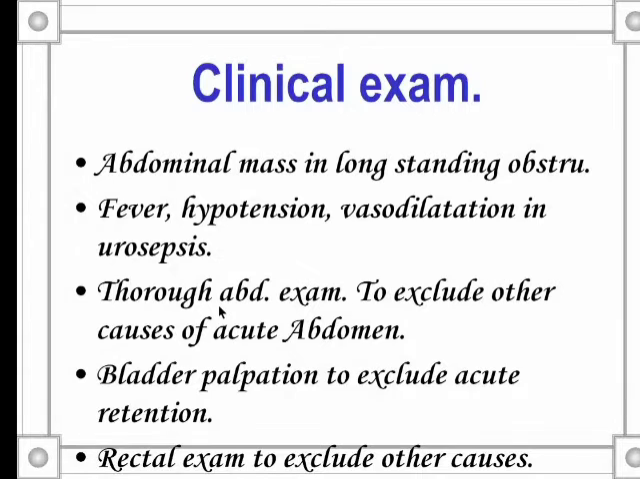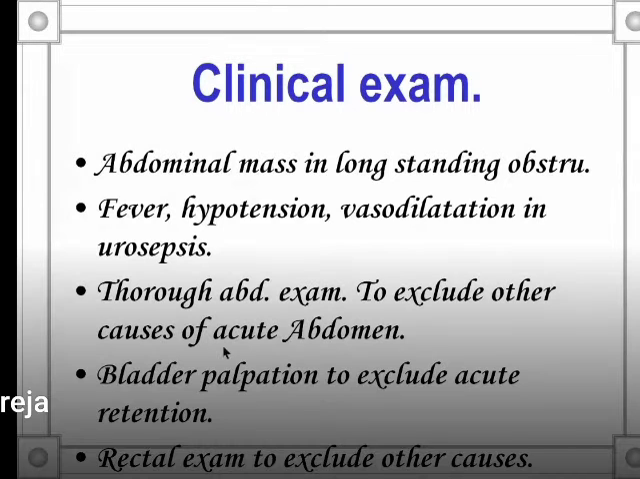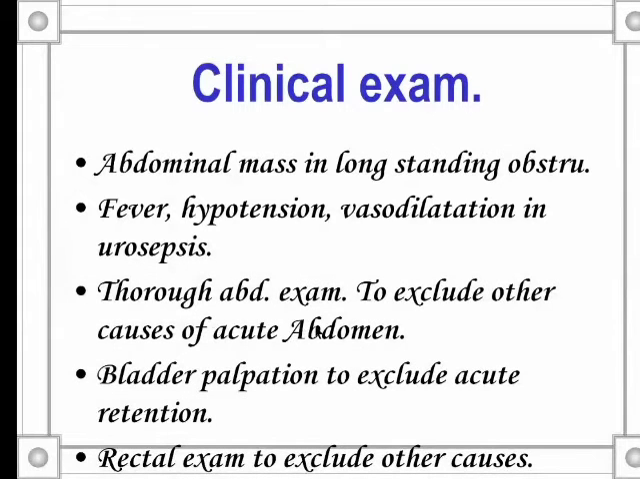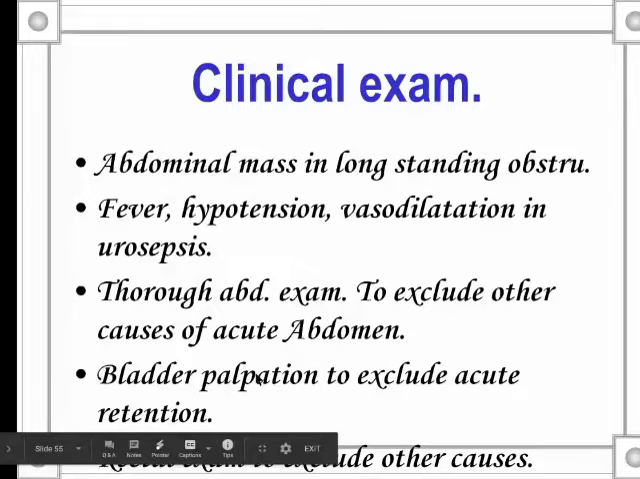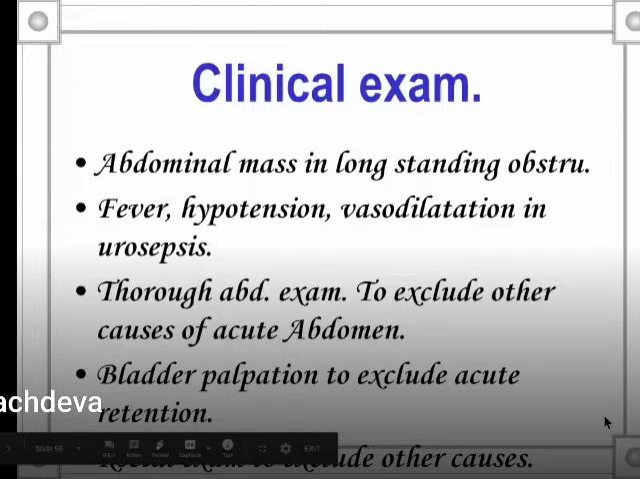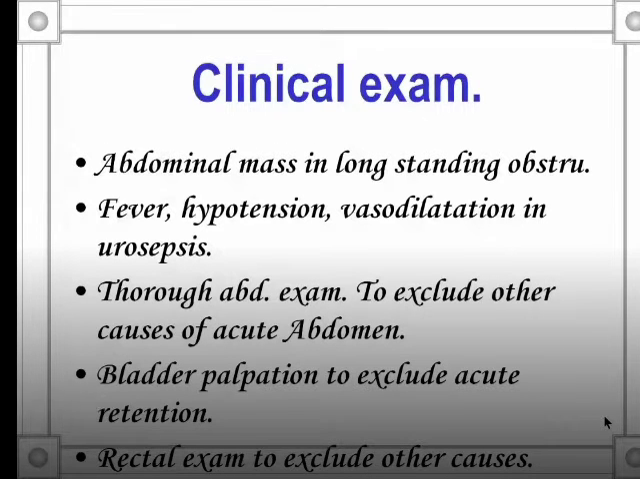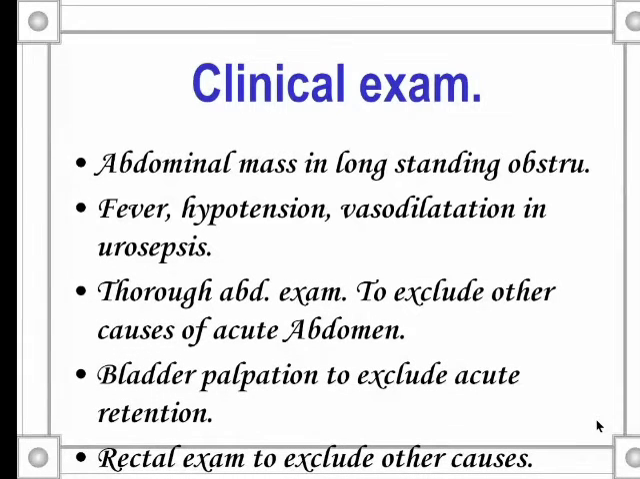You should always examine the abdomen thoroughly to rule out other causes of acute abdomen which may mimic ureteric colic. Abdominal exam is very essential, especially in females, to rule out pregnancy and all the other inflammatory diseases. Of course, acute appendicitis is very common, but sometimes the patient may have situs inversus and the appendix can be on the left side also. And bladder palpation to exclude acute urinary retention. Patient may have acute urinary retention; in that case, a suprapubic enlarged bladder may be seen.